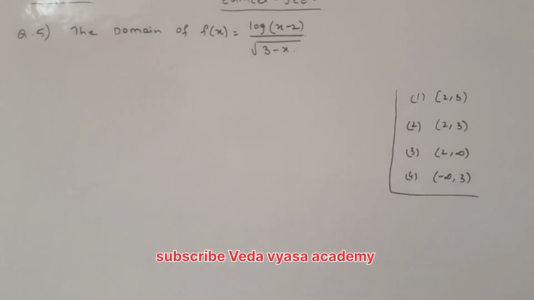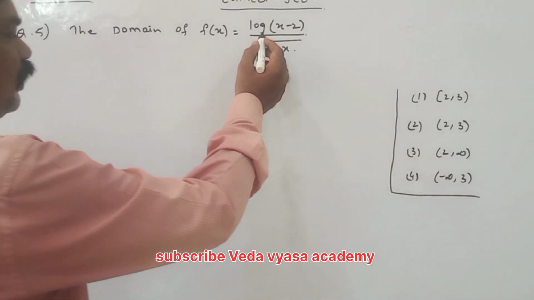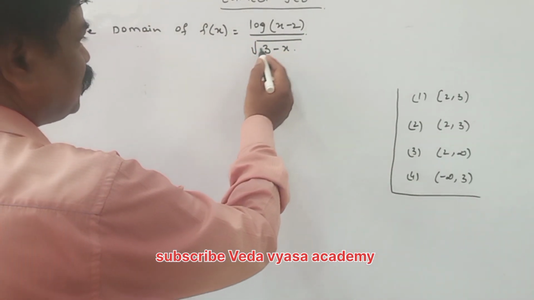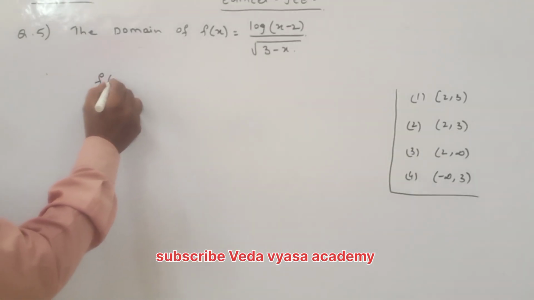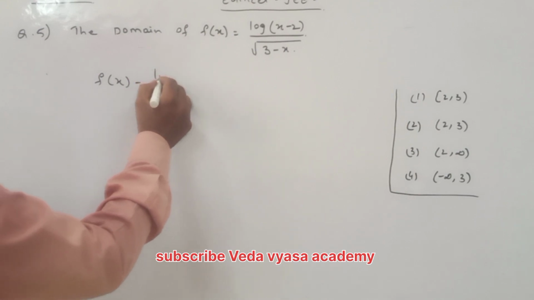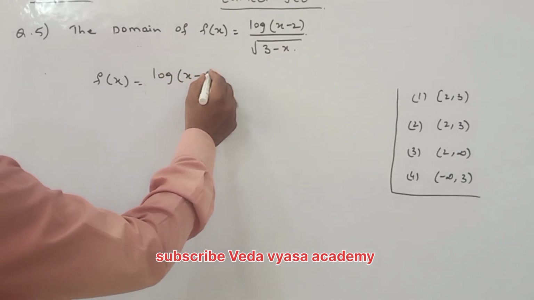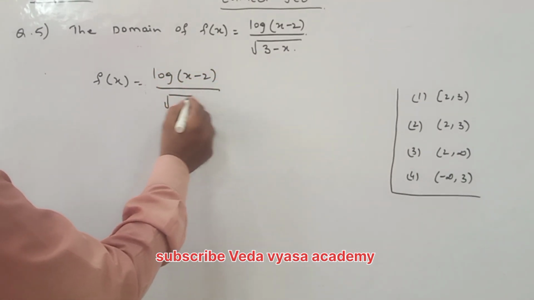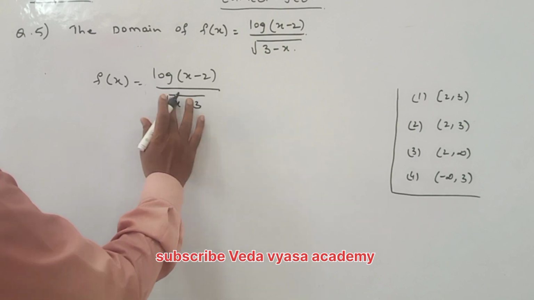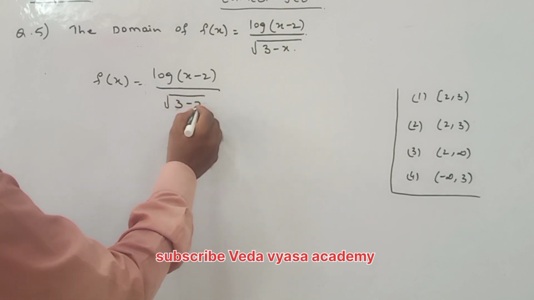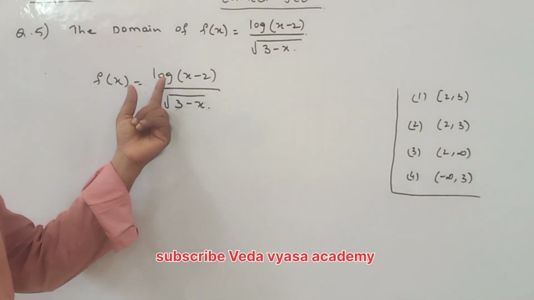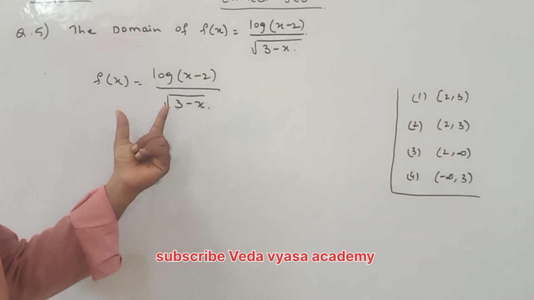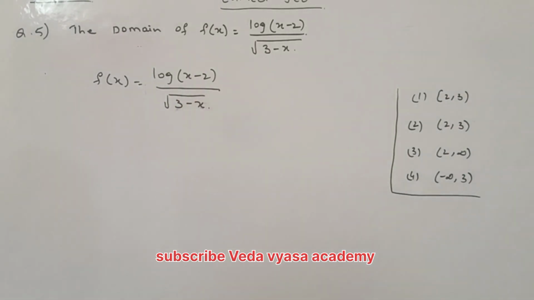Here one more problem on functions. The domain of f of x is equal to log of x minus 2 by root over 3 minus x. Sorry, this is 3 minus x. Here there are two functions: one is log of x minus 2, the other is root over 3 minus x.